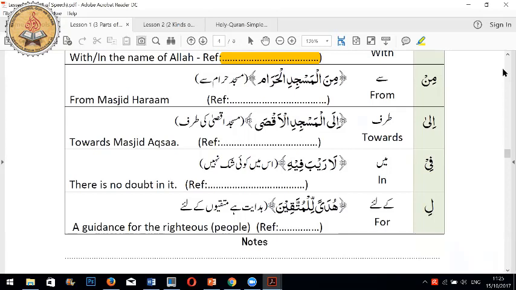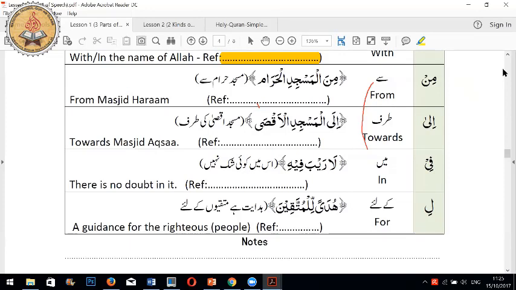Remember these particles or prepositions, they have appeared in the Quran hundreds of times before a noun or before a verb. Sometimes it depends how it is used. Most of the time, these particles appear before a noun. Please do not mark anything on this screen.